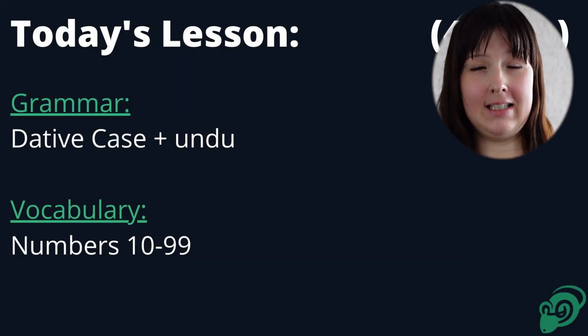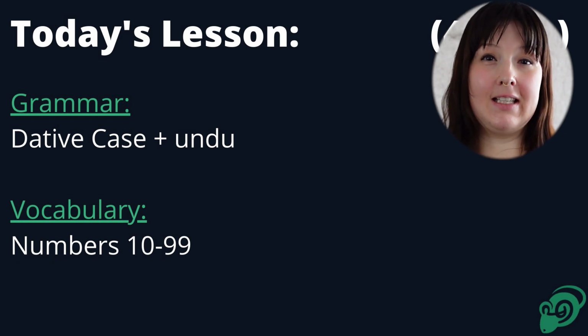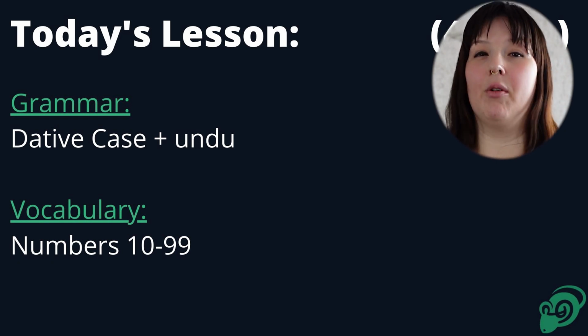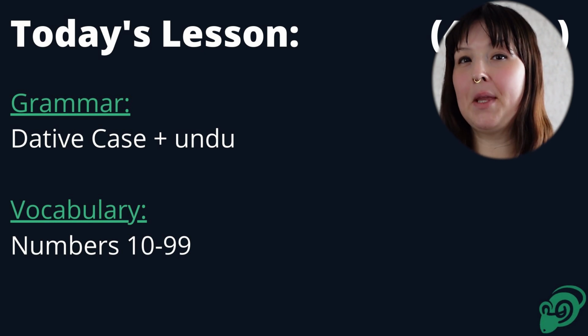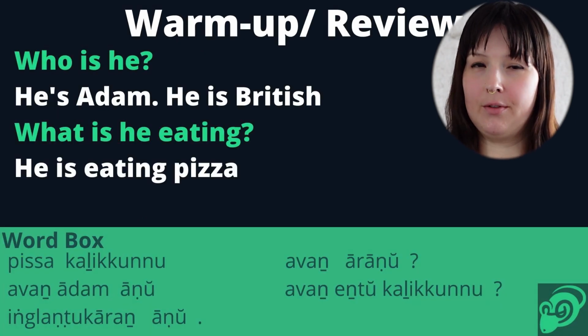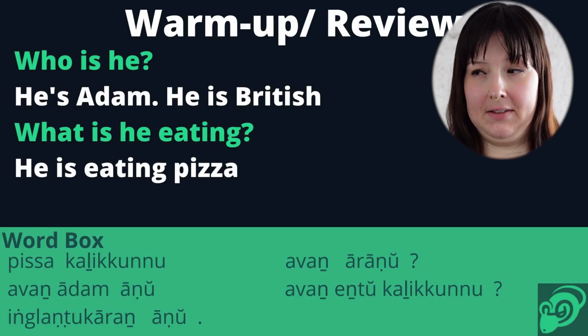Today we are starting lesson 6 in our beginner series. If you haven't seen the first 5, do check out this playlist and catch up to where we are now. Otherwise, let's jump right in. Today we're going to look at numbers 10 through 99, and we're going to be using the dative case in the context of telling our age. But before we get into that, let's review something from our previous lessons.